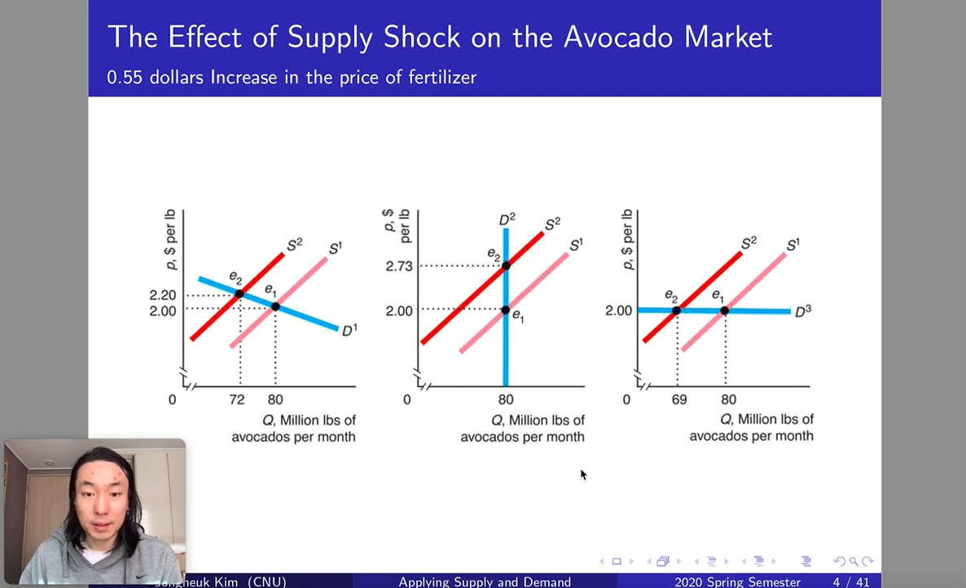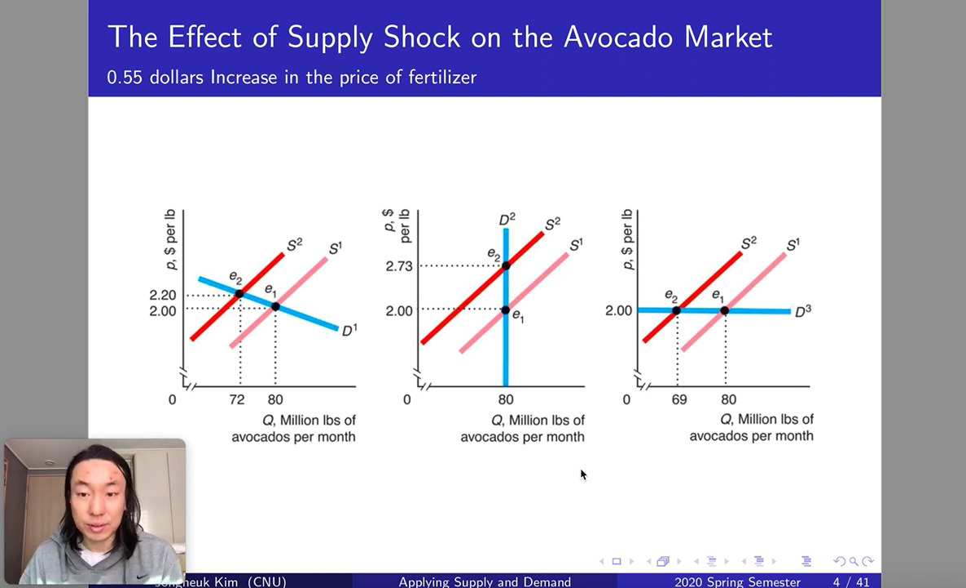But in this case, the demand curve shape is different. It is vertical, a very extreme case, but it is vertical and the supply curve decreases the same. So there is no change in the equilibrium quantity, right? E1 and E2 are the same quantity. Only the price level is increased from $2 to $2.73. Okay, it is huge compared to the left side.